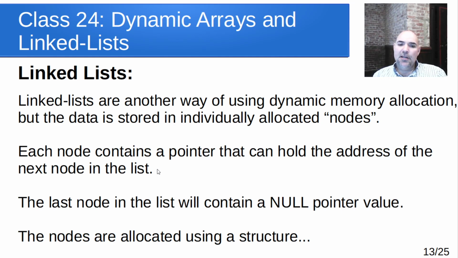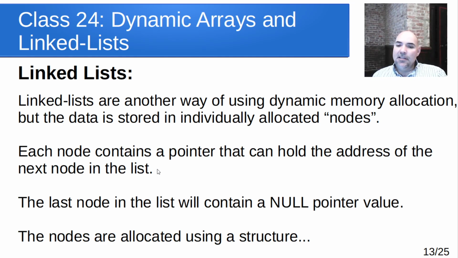But each node contains not just the data, but it also contains a pointer that holds the address of the next one in the list. And that's why it's called a linked list. We have this node that's holding a piece of data in it, but it's also holding a pointer to the next thing in the list. And then that node has a place for data, and then a place for the next node in the list. And that's going to continue: data, next, data, next, data, next.